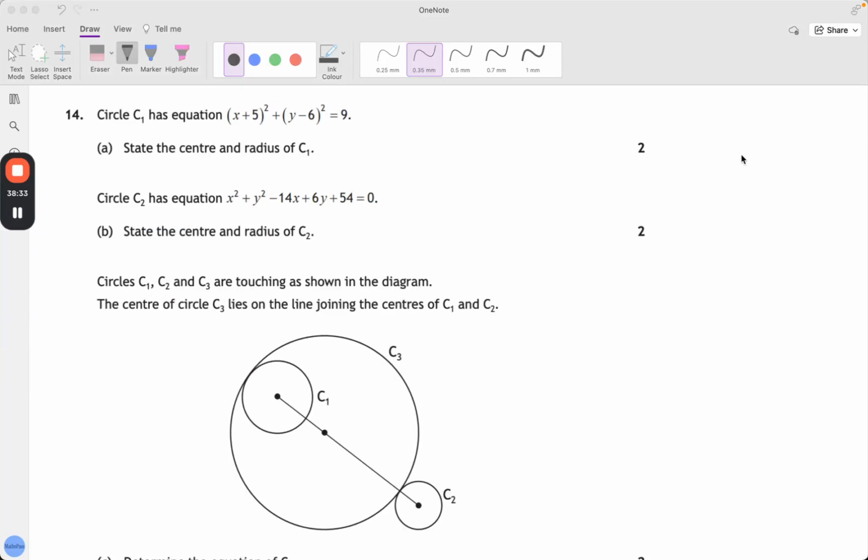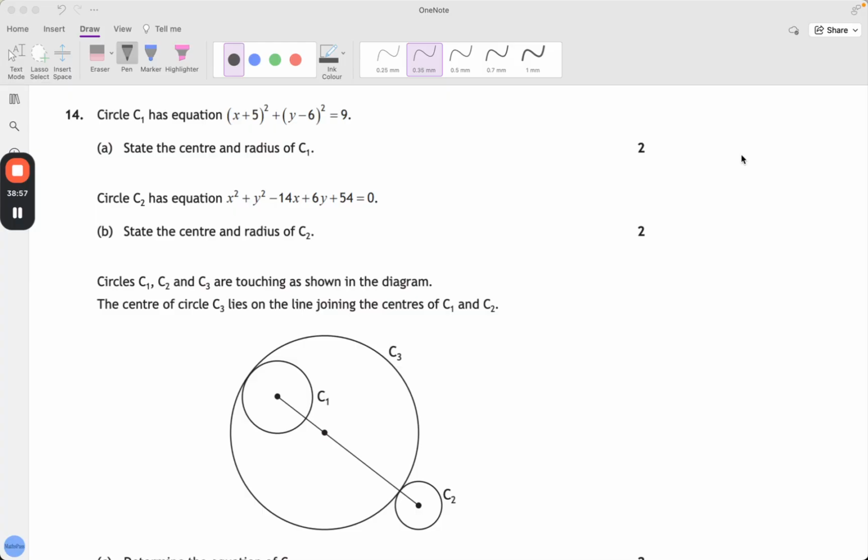Okay, last but not least, we have question 14, which is quite a big circles question, to be honest. However, the first part, A and B, is just your standard state the centre and radius when given your equation of the circle. So circle 1 has the equation x plus 5 all squared plus y minus 6 all squared equals 9. And what you want to do is compare that to the equation given in your formula sheet.